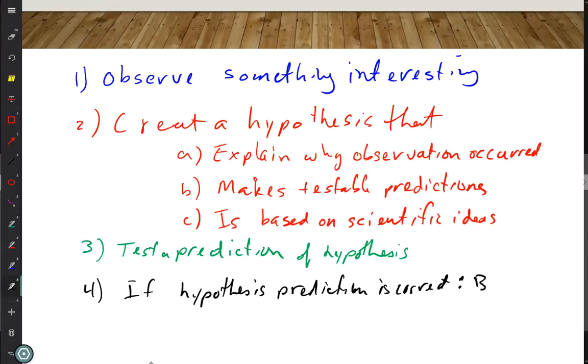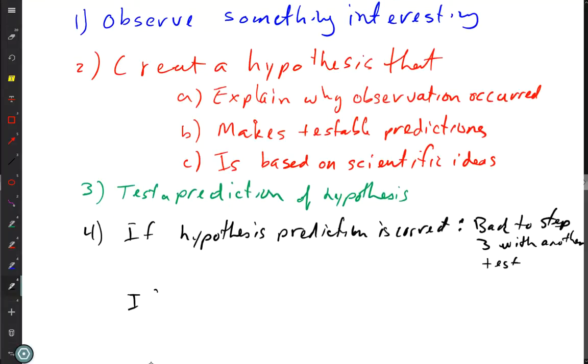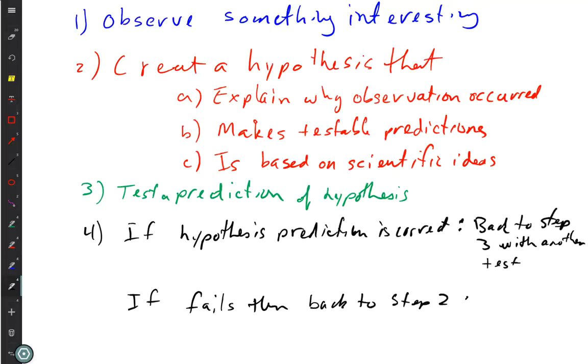Okay, that's right. Back to step 3 with, I'm just going to put, another test. It's another test, either testing a different way or testing a different prediction. And what if it fails? So back to step 2. You have more information so you can make a better hypothesis now because you've learned another thing that it's not.